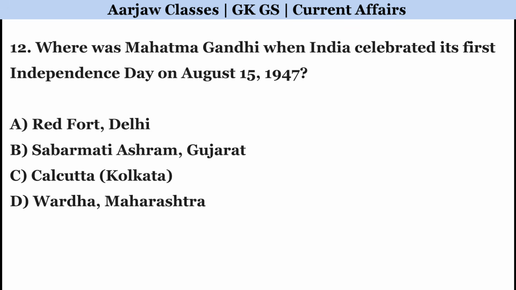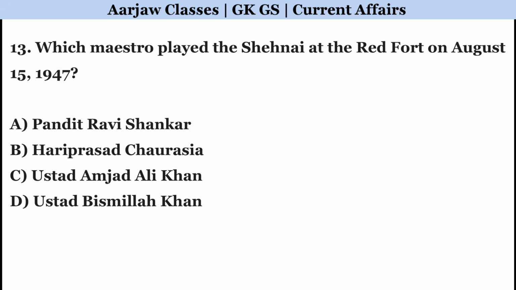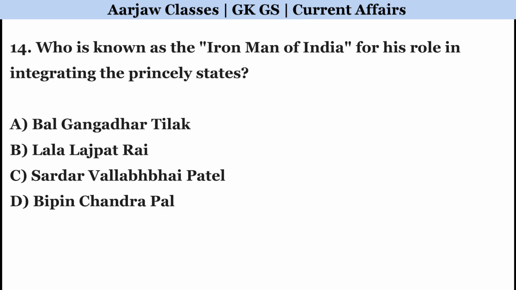Where was Mahatma Gandhi when India celebrated its first Independence Day on 15th August 1947? Correct option is C. Kolkata. Which maestro played the Shehnai at the Red Fort on 15th August 1947? Correct option is D. Ustad Bismillah Khan. Who is known as the Iron Man of India for his role in integrating the princely states? Correct option is C. Sardar Vallabhbhai Patel.